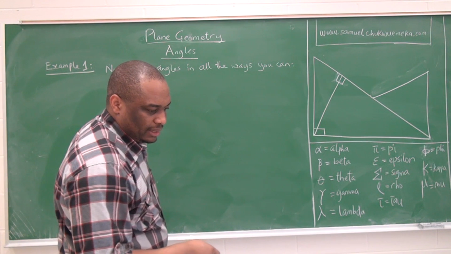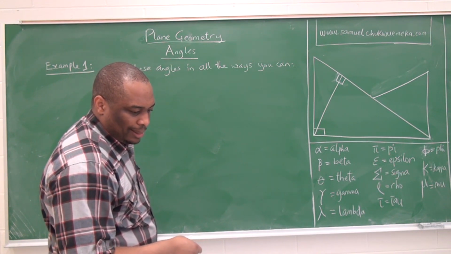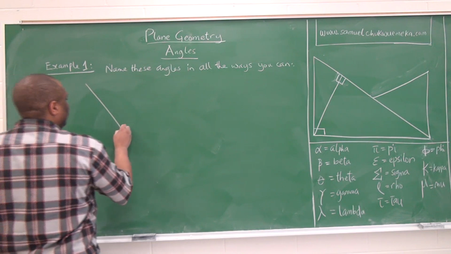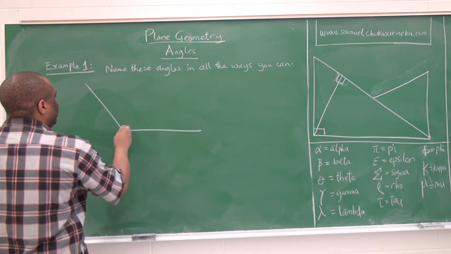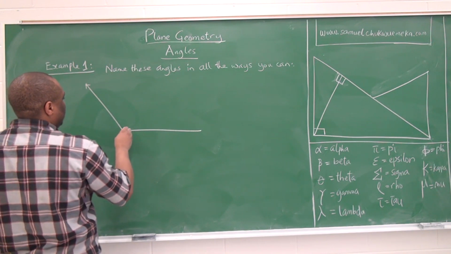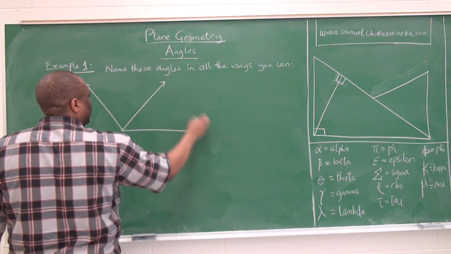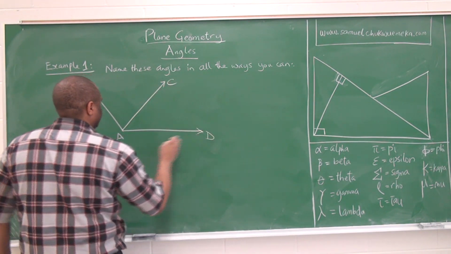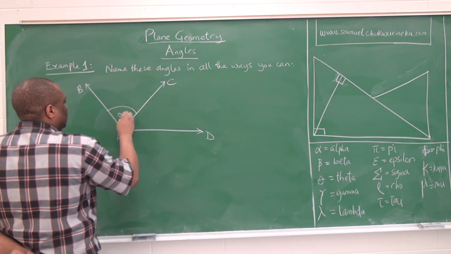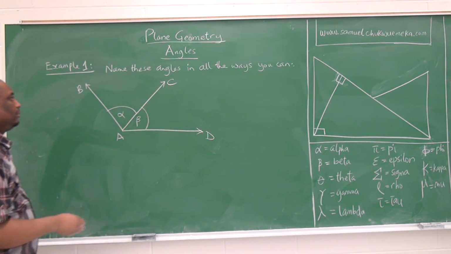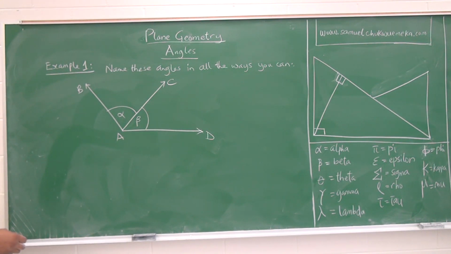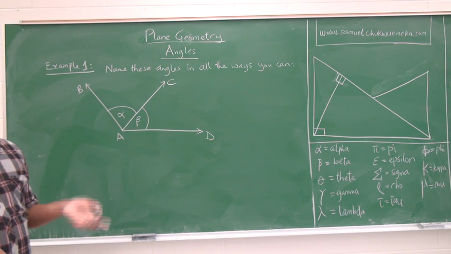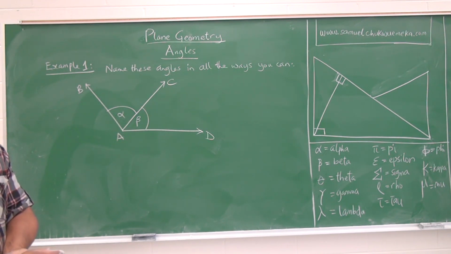So let's look at an example. If we have an obtuse angle, and we have another one here. Okay, I call this A, B, C, D, and I call this alpha, beta. Name these angles. That's name alpha and beta in all the ways you can. Let's name alpha and beta.